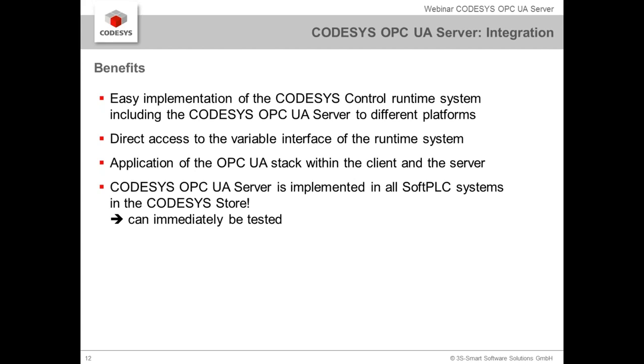One major benefit is that the CODESYS OPC UA server is implemented in all soft PLCs, which you can immediately download from the CODESYS Store. So in case you want to make your own tests, don't hesitate to go to the CODESYS Store, register in case you did not do it so far, and download the soft PLC. For example, CODESYS Control Win, which is, by the way, already installed with the standard CODESYS development system. And then you can immediately build up OPC UA communication. And I will show that in a minute.